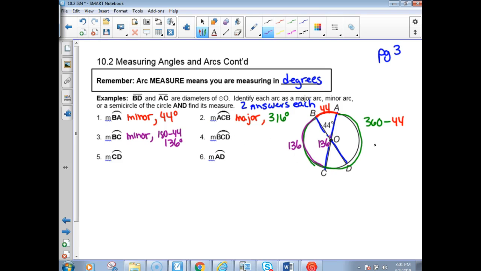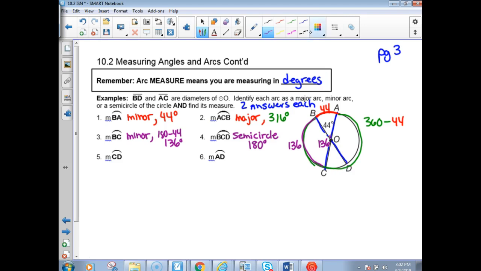All right, next I'm asked for arc BCD. Well, arc BCD is intercepting an entire diameter. BD is a diameter. So B to C to D is actually half of a circle. So this would be a semicircle. Okay, and a semicircle is always, yep, 180.